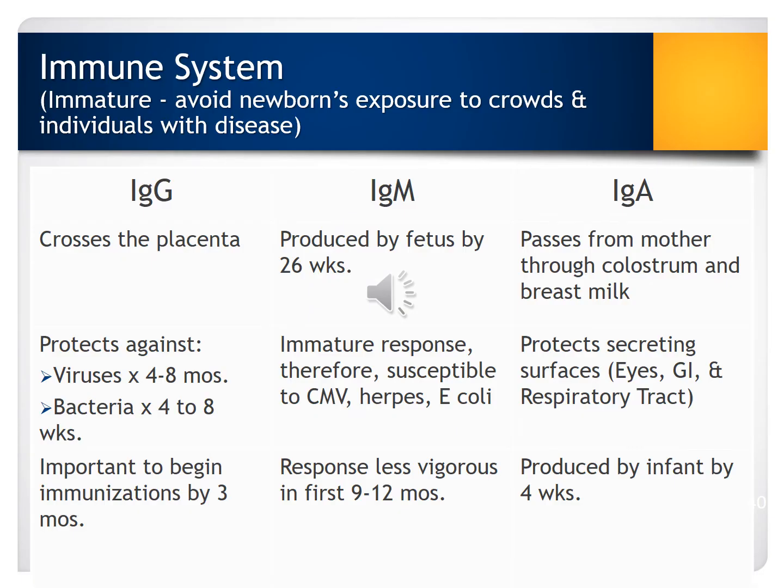As you may have guessed, the immune system of the newborn is immature, and here I've listed some common immunoglobulins, IgG, IgM, and IgA, and how they relate to newborn immunity. For example, IgG crosses the placenta, and what impact that has on the fetus and the newborn.